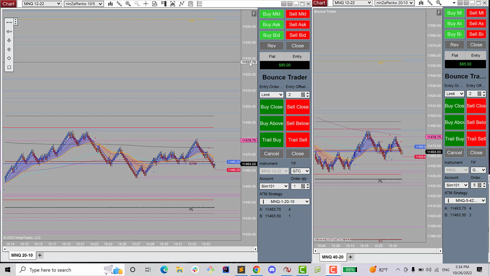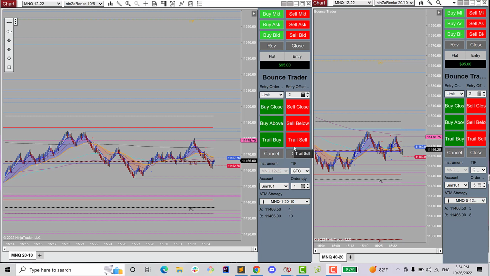Hi, today I want to show you how Bounce Trader works. It's a chart trader for NinjaTrader 8. And today I want to show you how these buttons work. I may not necessarily tell you exactly the strategy that I trade. That's probably for another video, but this is just to demonstrate how these buttons work and what they do.